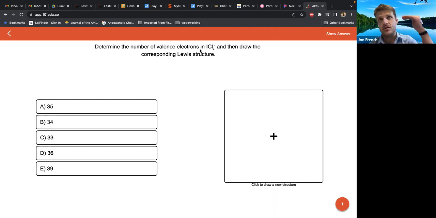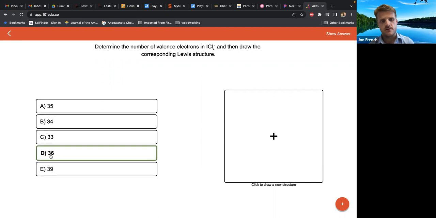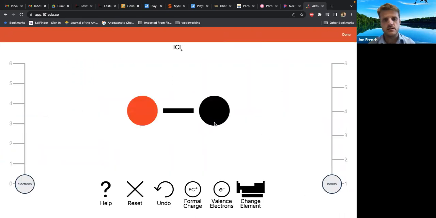So that brings us up to 35 valence electrons. And then the -1 adds 1 more valence electron. So I've got 36 valence electrons to assign. Let's put those into a Lewis structure now.